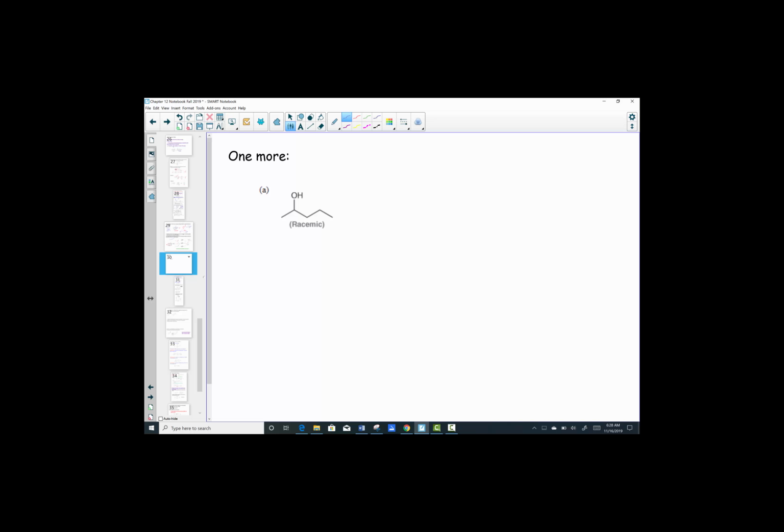Let's try one more. This is just from your homework. Show me a practical way of creating this secondary alcohol. 1, 2, 3, 4, 5. This is 2-butanol. How would we make that? Well, again, there are choices. Because this is a secondary alcohol, you actually have 2 different pathways via Grignard reagent. And one is just as lovely as the other.